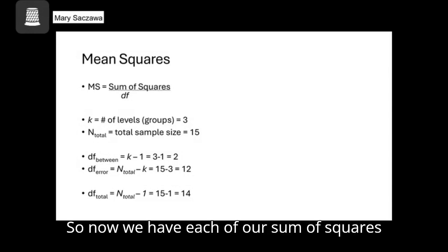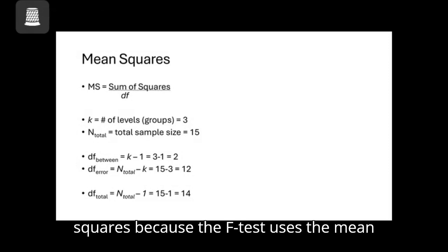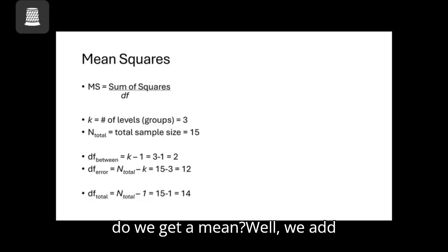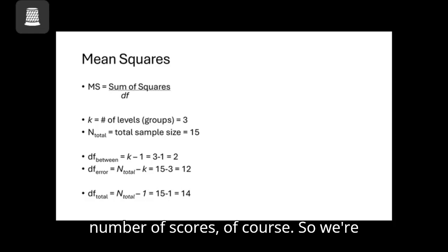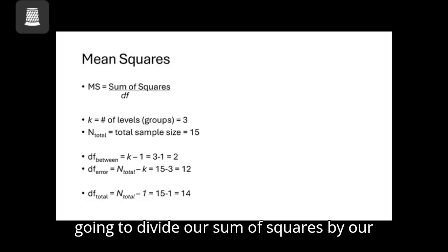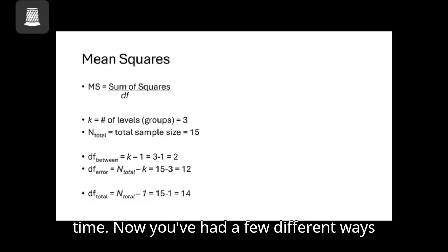So now we have each of our sum of squares measurements, but we need to get the mean squares because the F test uses the mean squares, not the sum of squares. However, do we get a mean? Well, we add up our values and then we divide by the number of scores, of course. So we're going to do the same basic thing. We're going to divide our sum of squares by our degrees of freedom instead of the N this time.